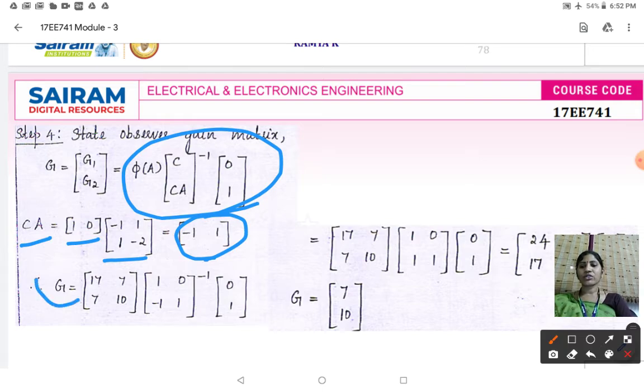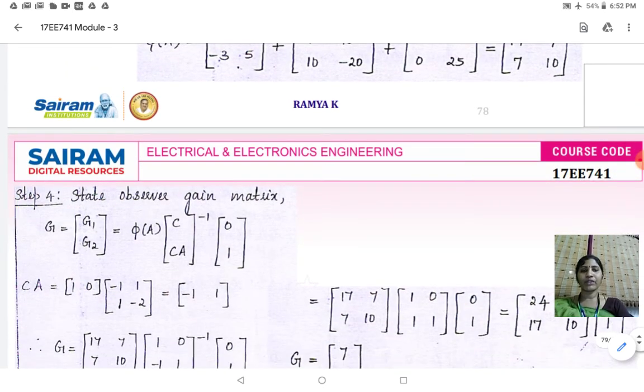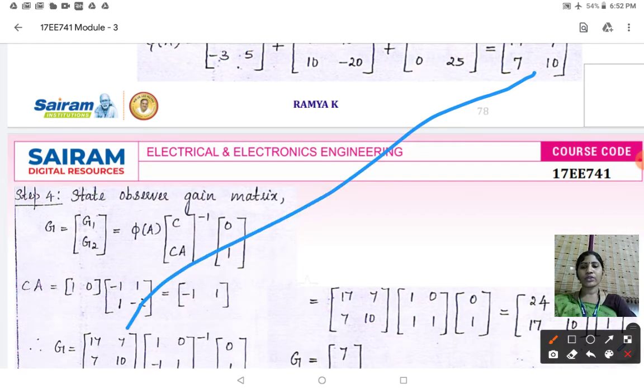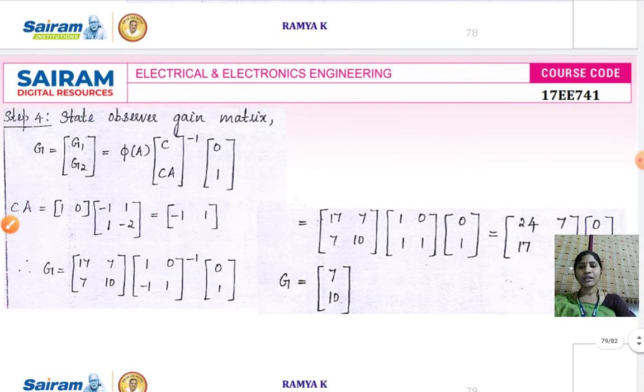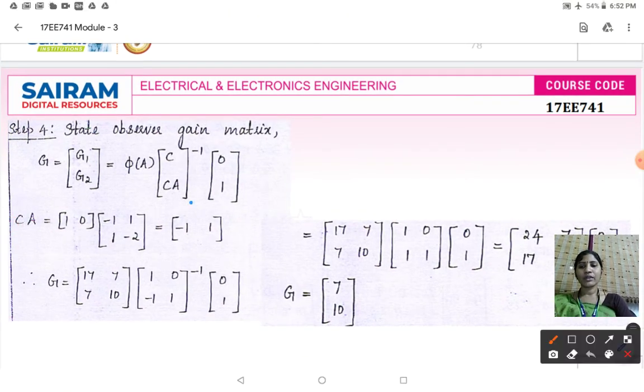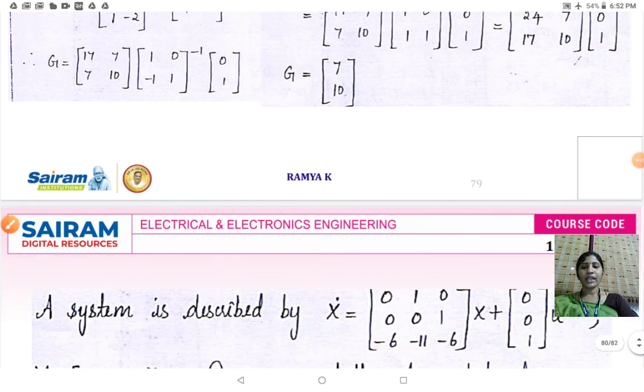After that you substitute G. G is equal to phi of A. Phi of A is identified from the previous step. So whatever phi of A you have obtained, you substitute over here, and it is your CA inverse. How we need to identify CA inverse is, this complete matrix inverse can be identified as the adjoint of this matrix divided by the determinant value of the same matrix. So when you identify, you are getting the value of G to be 7 and 10. It is your Ackermann's formula.